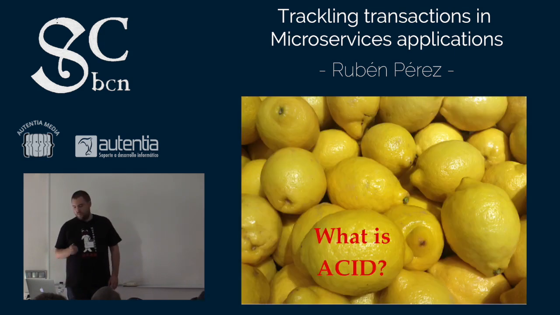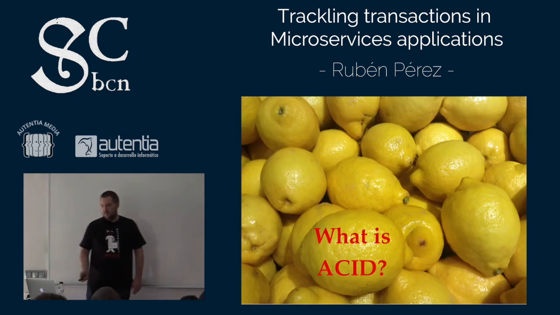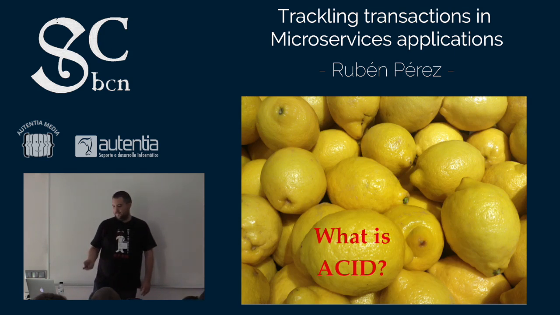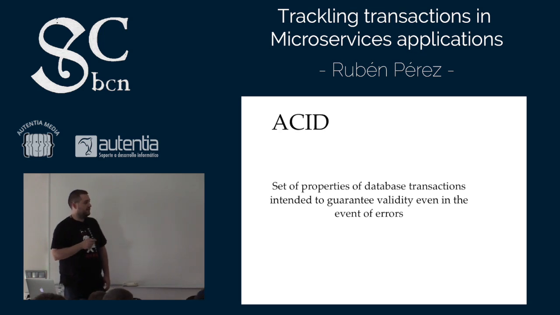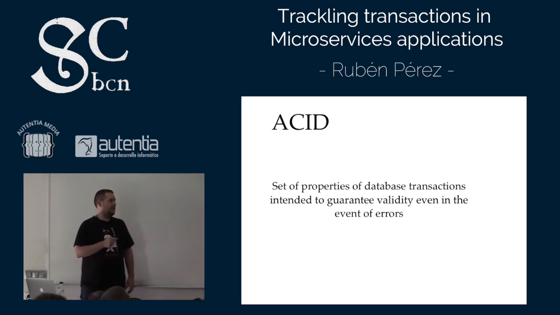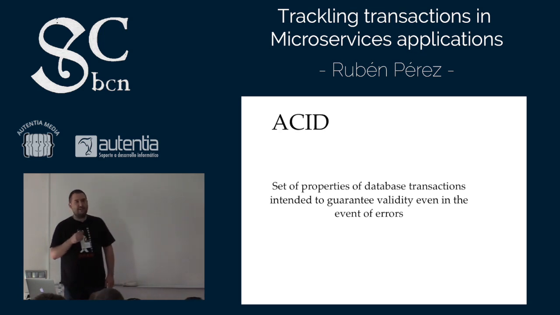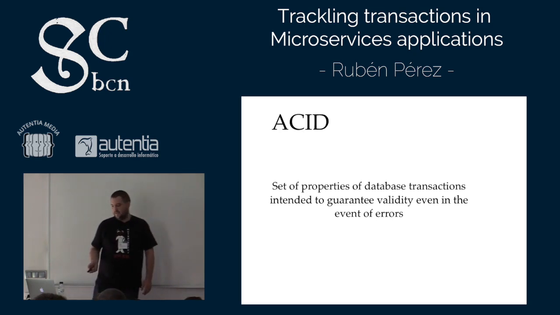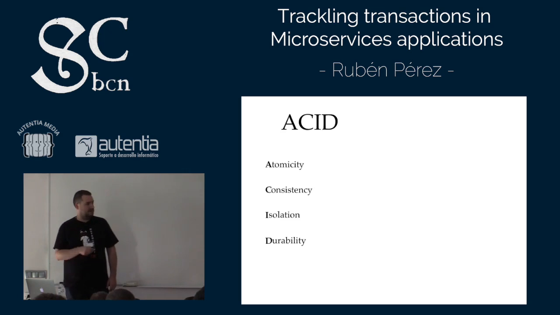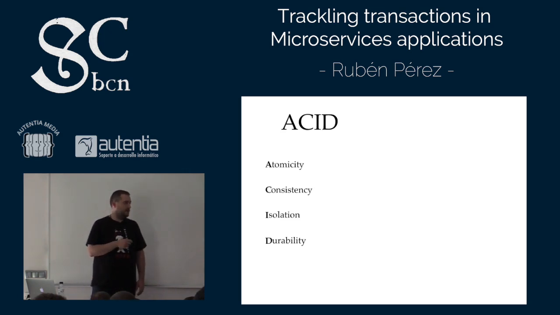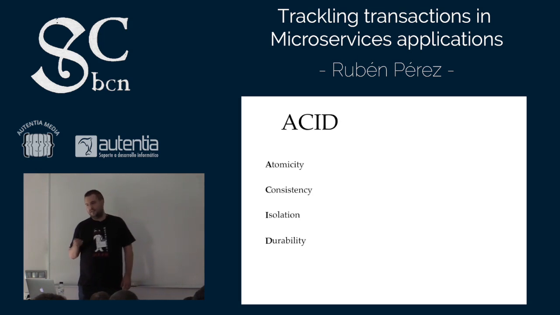But what's ACID here? ACID is a set of properties of database transactions that are intended to guarantee validity even in the event of errors. So ACID is an acronym that stands for atomicity. That means all or nothing: everything will be executed or the database will be left unchanged.